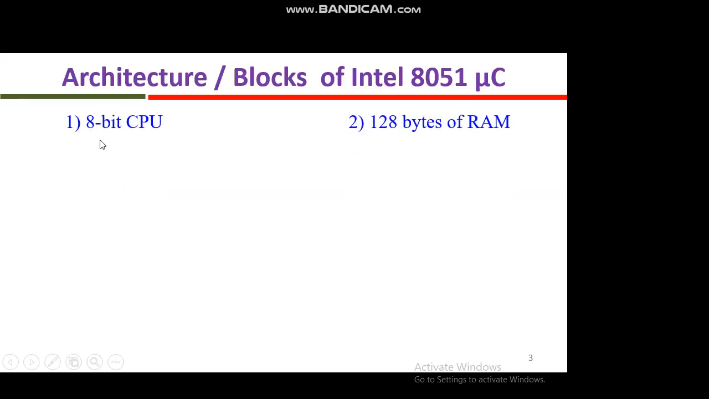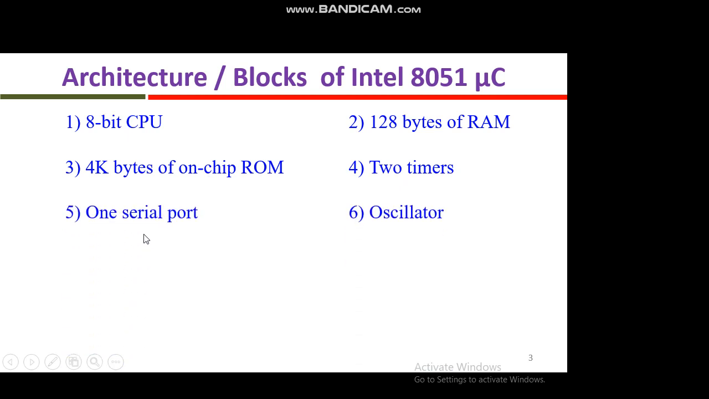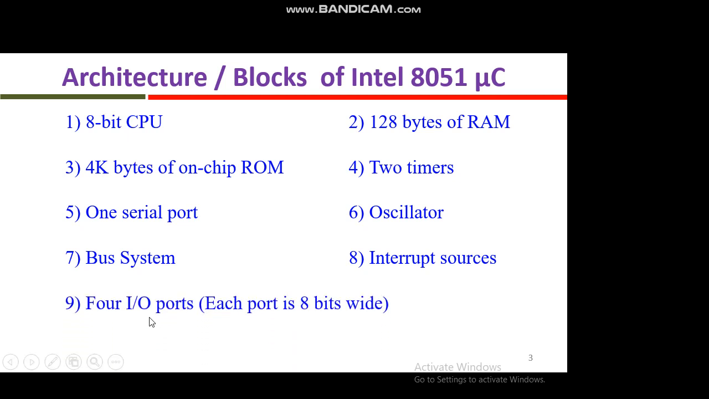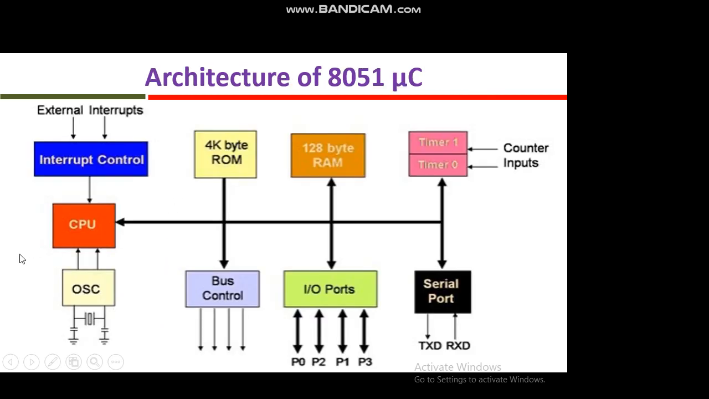It consists of an 8-bit CPU, 128 bytes of RAM, 4 kilobytes of on-chip ROM, 2 timers, 1 serial port, oscillator, bus system, and interrupt sources. You can see the 4 I/O ports. You can see this block diagram, or you can say the architecture of 8051.